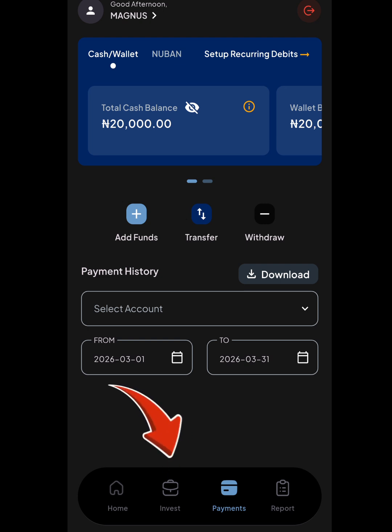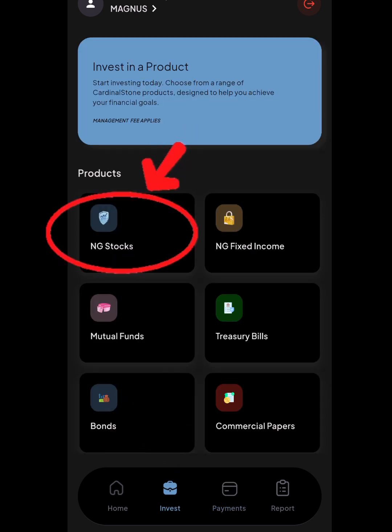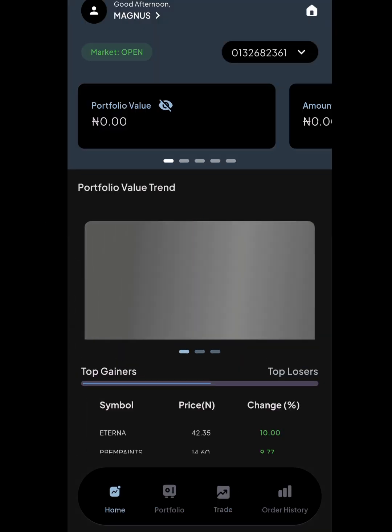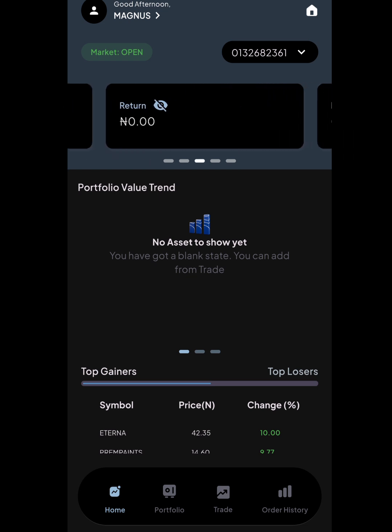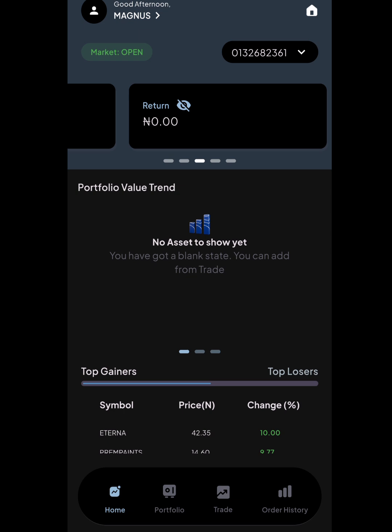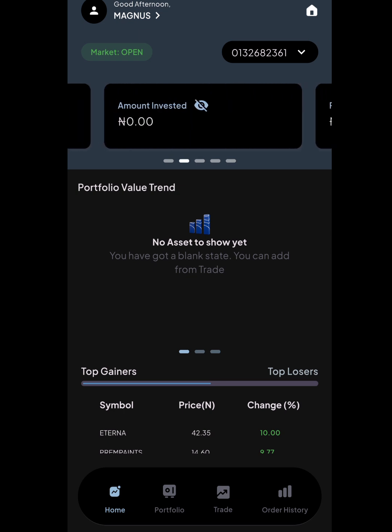If I want to buy stocks now, I'm supposed to go straight to down here where it says invest, then click on NG stocks to buy Nigerian stocks. But you will notice that the money is not here. You see, it's not here. All these places are showing 0.00 naira, and if you try to buy a stock now, it will not work. We need to move the money here. That is where some people usually have problems.